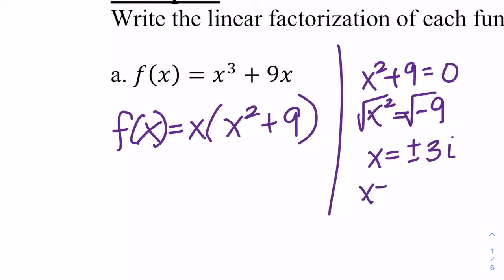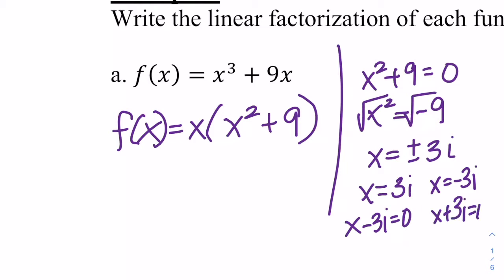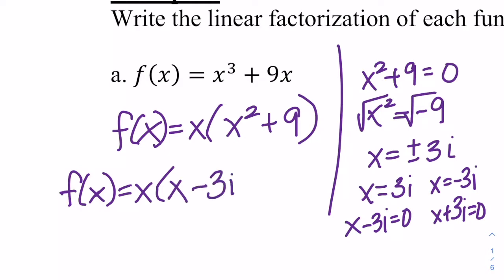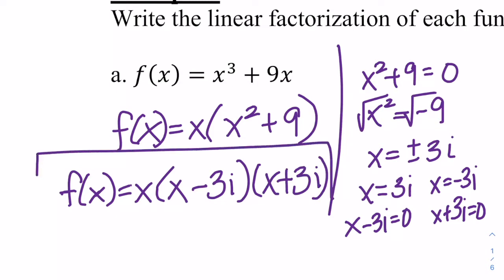Now, if you were going to put that back in there as a factor, you could set them equal to x, add or subtract them to set them equal to 0. Essentially, they're the zeros. So we would have f of x in linear factorization, okay, is going to be x times x minus 3i and x plus 3i. So when we ask for the linear factorization, we're looking for all 3 factors.